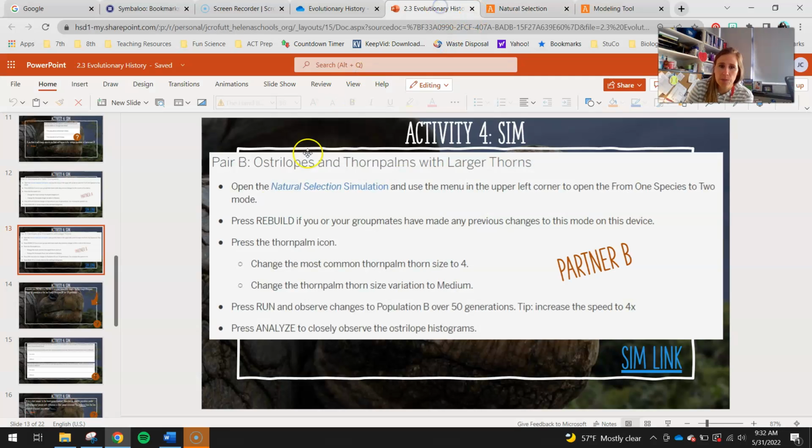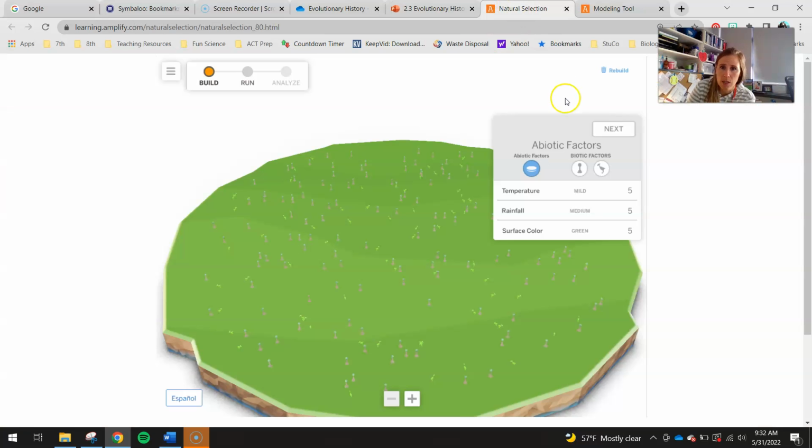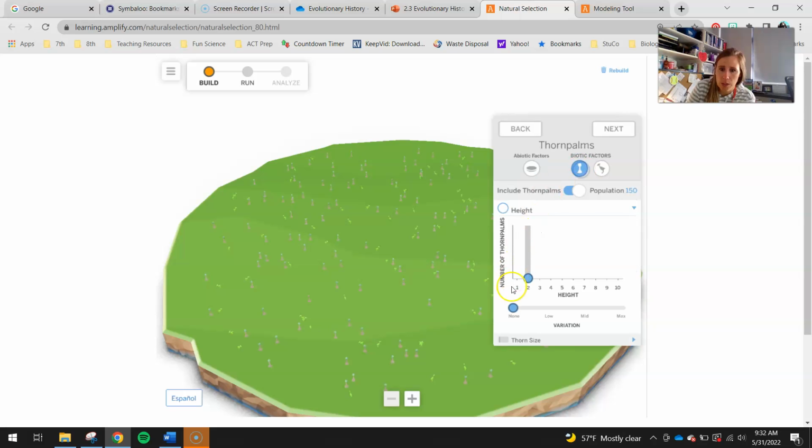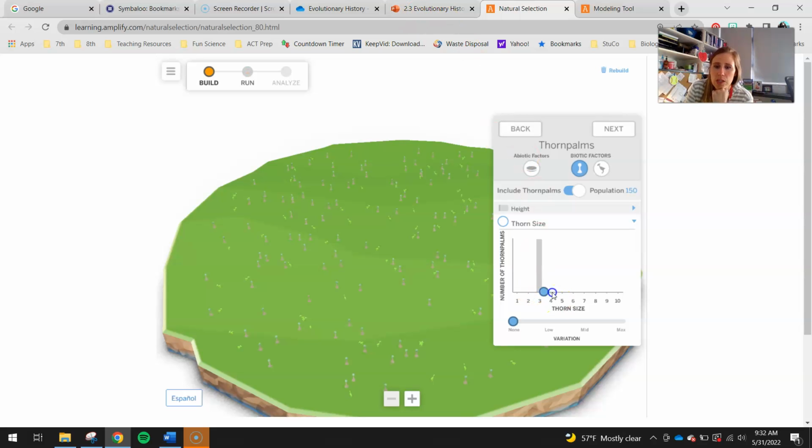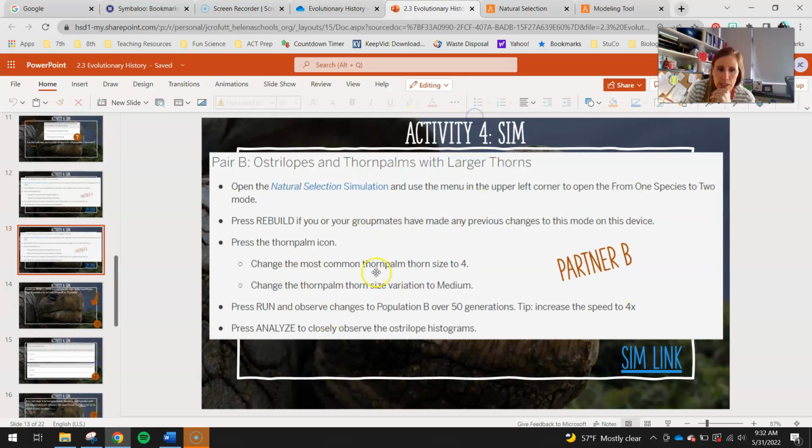And you're going to run the same thing, except when you're messing with the thorn palms, you're going to change the thorn palm thorn size. So if you look at the thorn palms, you're going to go right here to thorn size. Okay, so mess with the thorn size, not the height. Okay, so you're going to change that to 4. You're going to set your variation to medium, just like it says right here.